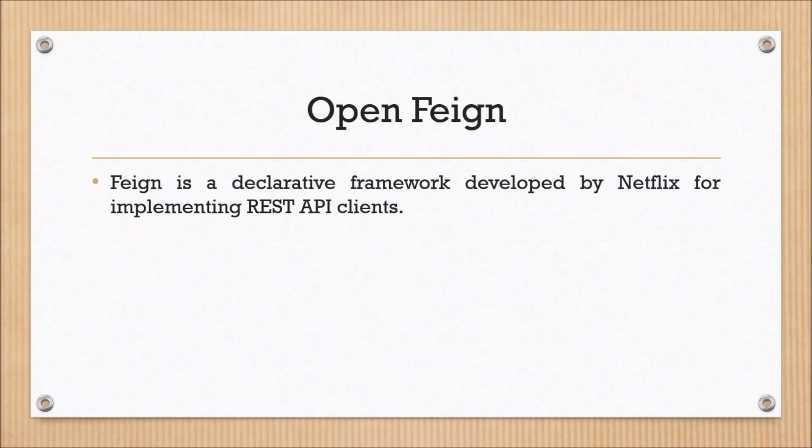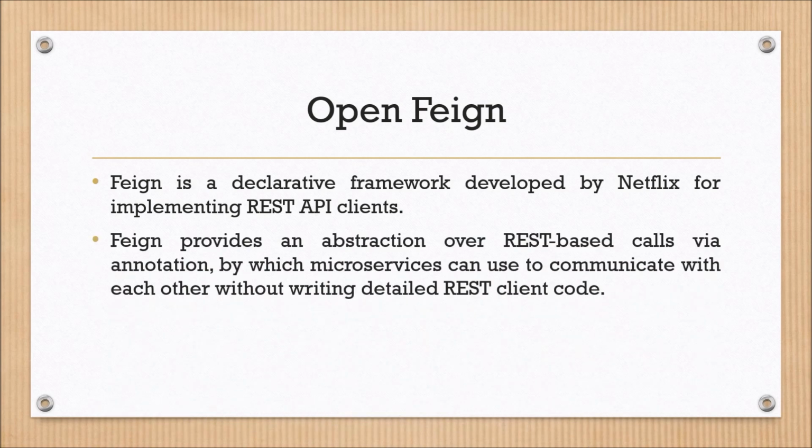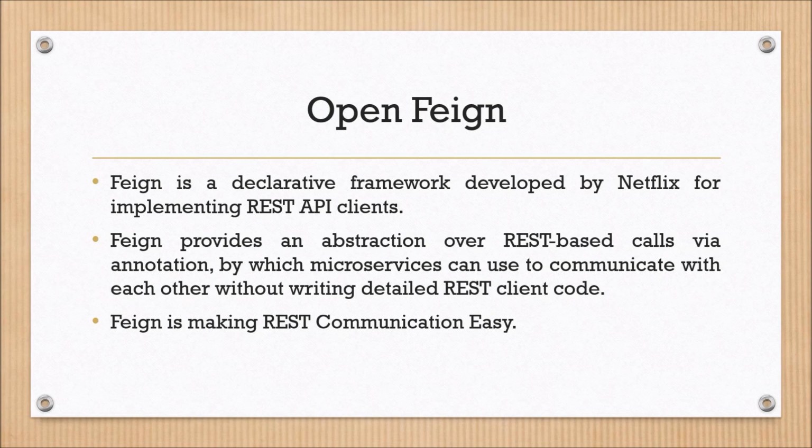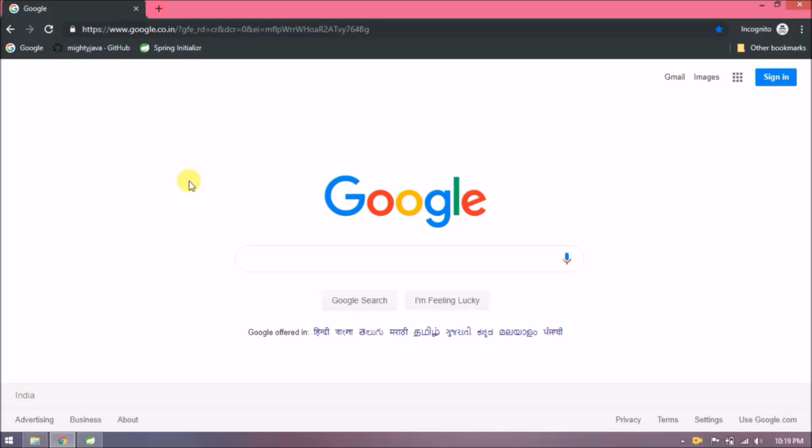Feign is a declarative framework developed by Netflix for implementing REST API client. Feign provides an abstraction over REST-based calls via annotation, by which microservices can communicate with each other without writing detailed REST client code. Feign is making REST communication easy. Let's start a practical demo.